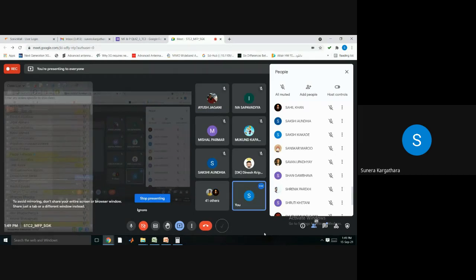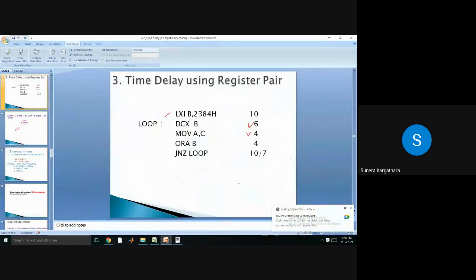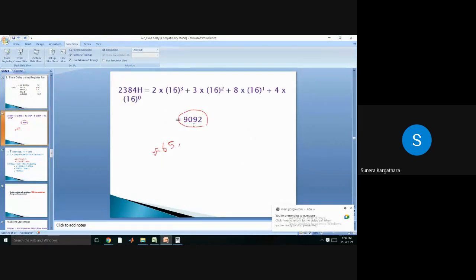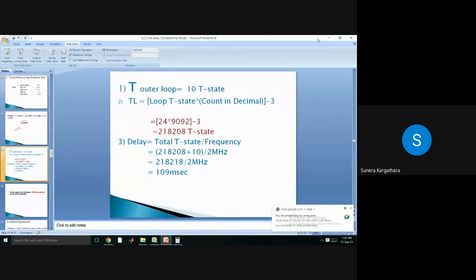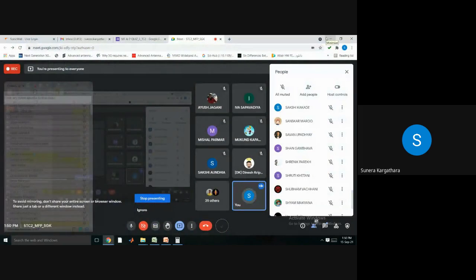So whenever you are using a register pair to generate a delay, there will be no constraint. You can generate a delay in terms of seconds, even in terms of minutes, because you can imagine that here I am loading the register pair with only 2384. If you convert it to decimal, I am repeating this loop only 9092 times, and I may have the capacity to repeat it for 65,000 times, right? So accordingly you can imagine how much delay you will get. Now in terms of delay, there is no constraint.